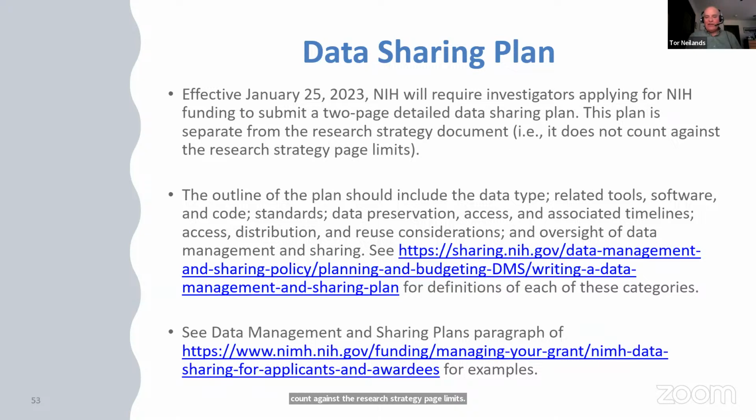The outline of the plan should include the data type, related tools, software and code, standards, data preservation, access, and associated timelines, access, distribution, and reuse considerations, and oversight of data management and sharing. So these terms actually have specific definitions. And so I have a pointer in here to sharing.nih.gov, which is a hub website for all things data sharing related. And that website, the particular hyperlink I have here, links to definitions for each of those categories.